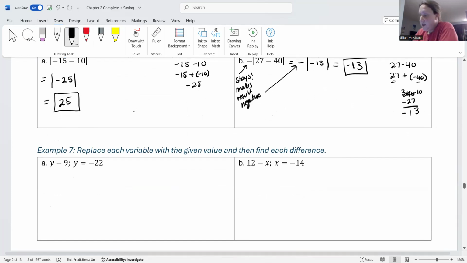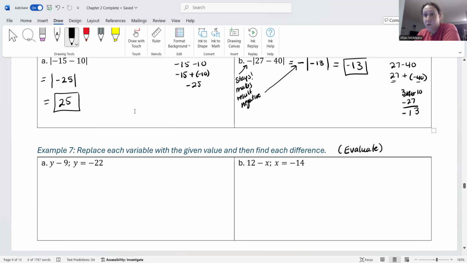All right, so for example 7, it says replace each variable with the given value and then find each difference. This would be the same if I just told you to evaluate. We already talked about algebraic expressions. We looked at that in the first section of this chapter, and one of the things that we learned how to do in that section is how to evaluate algebraic expressions. So just know the directions could say replace each variable with the given value and then find each difference, or the directions could just say evaluate, and you need to know that that's what you're supposed to do.